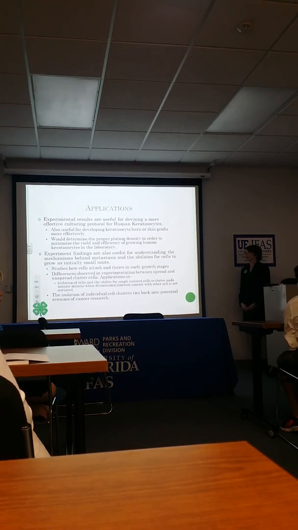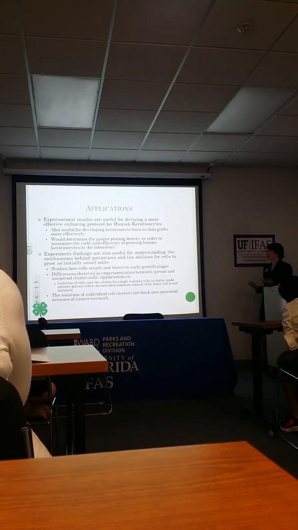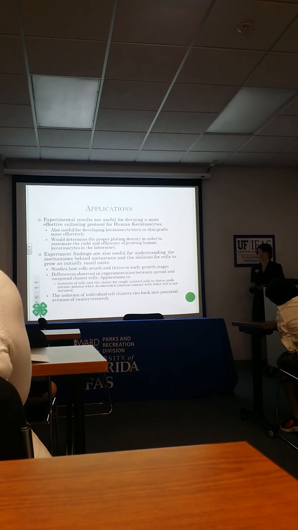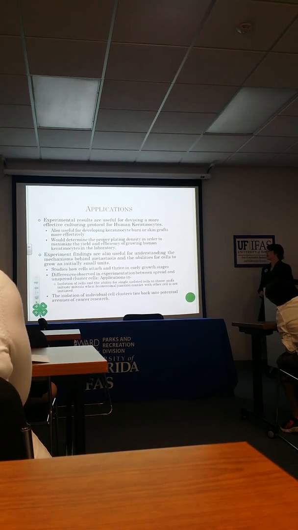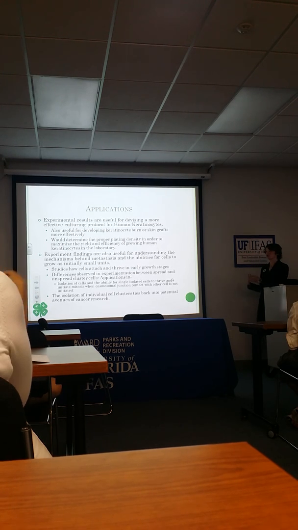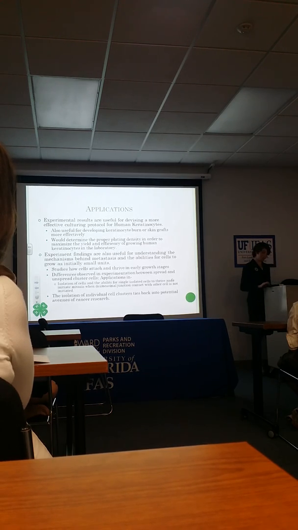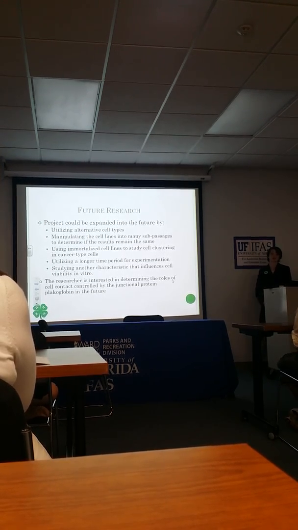I also can use these experiment findings for understanding the mechanisms behind metastasis and the development of tumor cells, such as melanoma, that originate from the skin. And because I've studied how cells attach and how they thrive in their early growth stages, the differences I observe between spread and unspread cell cultures have applications in isolating single cells in the laboratory and understanding their ability to thrive and initiate mitosis. And the isolation of these individual cell clusters ties back into potential avenues of cancer research because these cells can be used as stem cells and they can also reflect on different types of cells that can be studied using these same type of procedures, such as nerve cells, epithelial cells, or even pancreas cells. And I'm interested in doing future research on this topic as well.